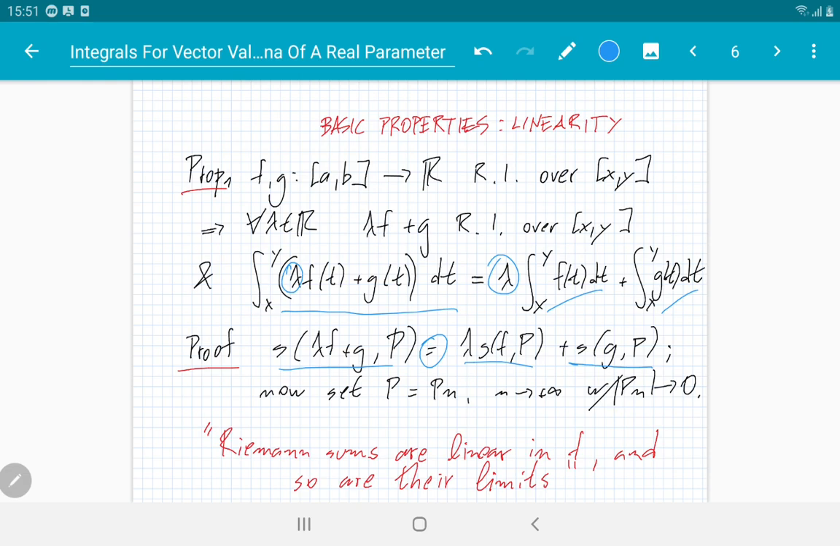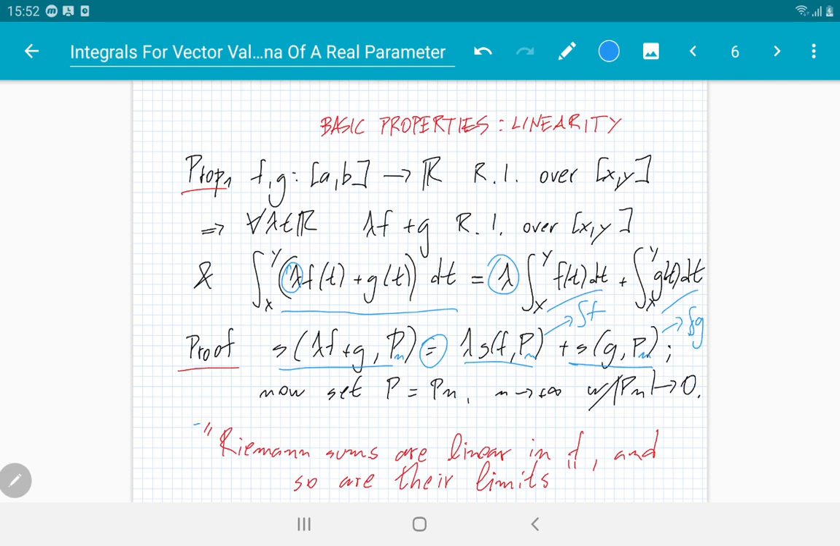Now, this works for any partition P. Now, if I let P equal P sub n, and the size of P sub n goes to 0 as n goes to infinity, on the right-hand side, this converges to the integral of f, and this to the integral of g. Therefore, the left-hand side must also converge, right? And clearly, because the limits on the right-hand side are independent of the specific sequence of partitions that I take, the same must be true for the left-hand side. And then in the limit I get this linearity property.